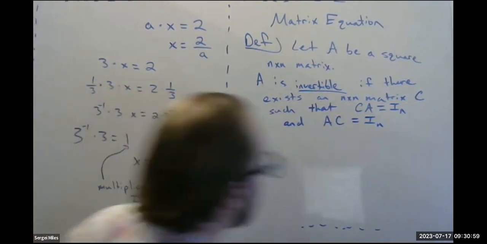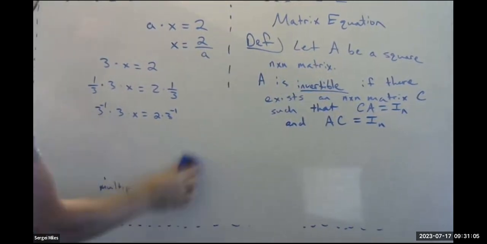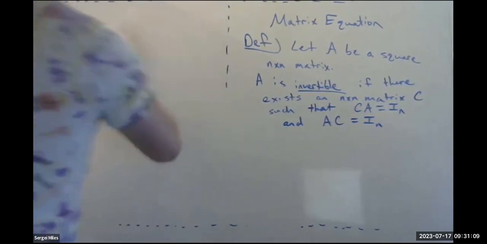Now, this is why we require that A must be square. Why? Well, let's just think about it for a moment. What would happen if A was not square?